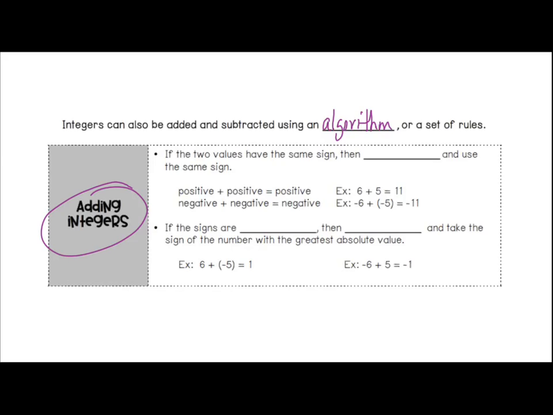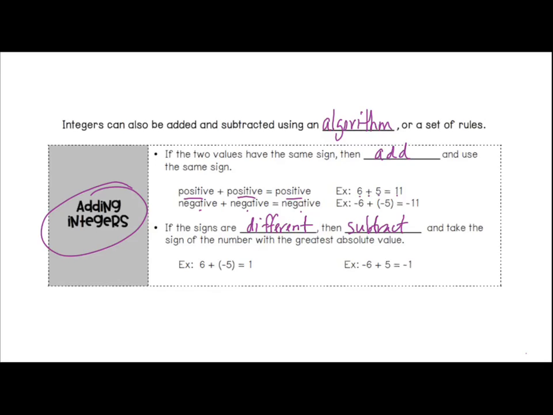If the two values have the same sign, then you're going to add and use the same sign. So if you have a positive number and a positive number, you add them together and your answer is positive. Just like 6 plus 5 is 11. If you have a negative and a negative, you're going to add them together and your answer is negative. Negative 6 plus negative 5 is simply negative 11. If the signs are different, then you subtract and you take the sign of the number with the greatest absolute value.